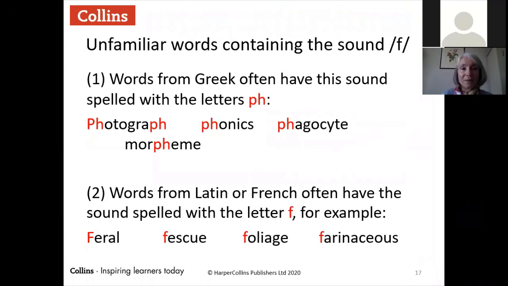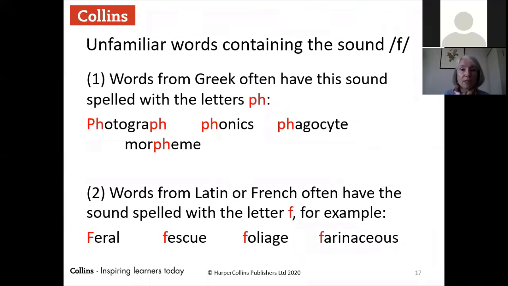Clue number one: unfamiliar words that have the /f/ sound in them. So you see that I've got the IPA there for the sound. There are three ways of spelling the sound in English: the letter F, as in fish, the letters GH, as in rough or tough, and the letters PH. Now, nearly all words in English that have the sound spelled with PH are from Greek.